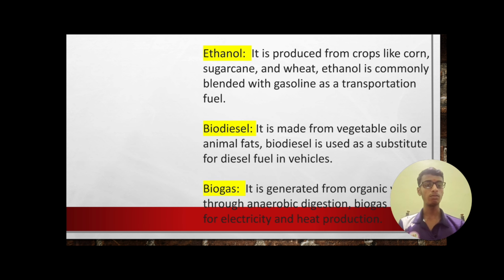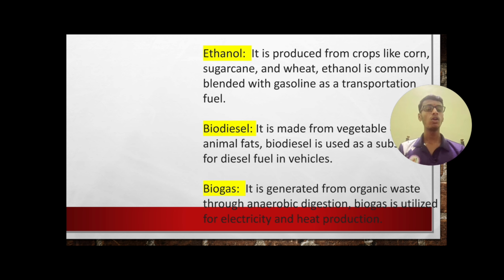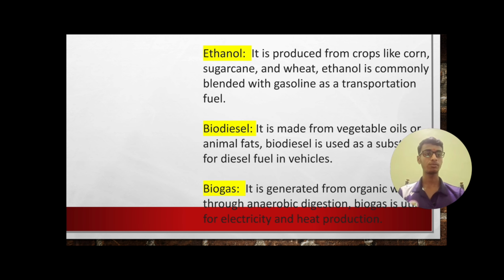We'll see what biogas is. It is generated from organic waste through anaerobic digestion. Biogas is utilized for electricity and heating purposes. The best example is gobar gas. From gobar gas we get methane gas. It is used for cooking and also for lighting lamps. It has various applications.